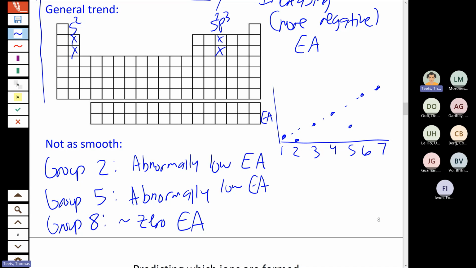And if you have a half-filled p orbital, same story. It doesn't, and then it gets even more extreme in group 8, as we talked about a little bit too. So those are the ones where they're happy where they are. They don't want to lose electrons, they don't want to gain electrons, and so that's where you have those breaks in the trend that we talked about. So same spots, just opposite direction. Abnormally low for electron affinity.